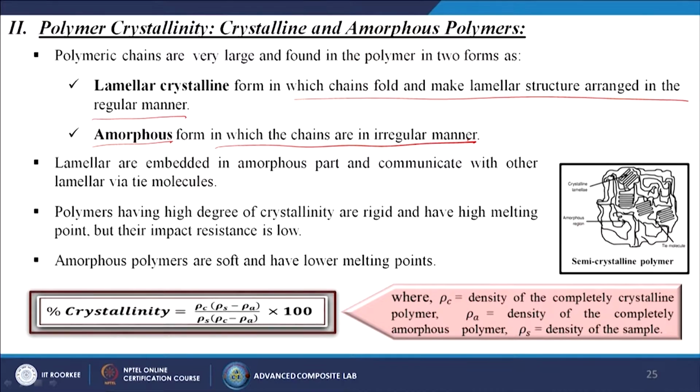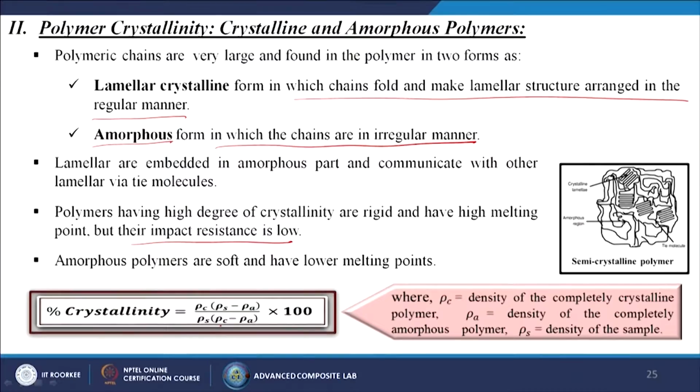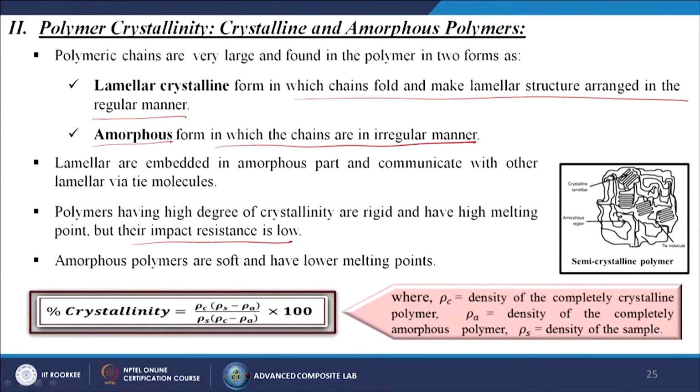Polymers having a high degree of crystallinity are rigid and have a high melting point, but their impact resistance is too low. Amorphous polymers are soft and have lower melting points. If we are going to calculate the percentage crystallinity, the formula is Pc equal to rho c into rho s minus rho a divided by rho s into rho c minus rho a, into 100. Here rho c is the density of the completely crystalline polymer, rho a is the density of the completely amorphous polymer, and rho s is the density of the sample.